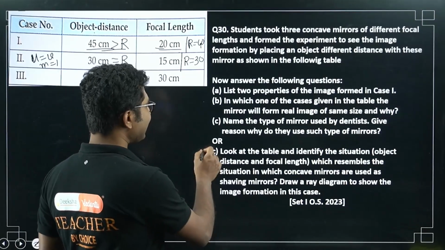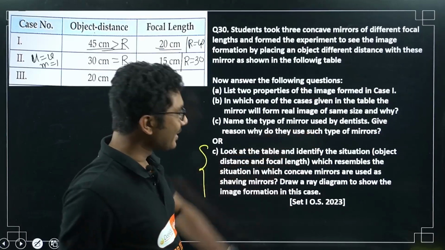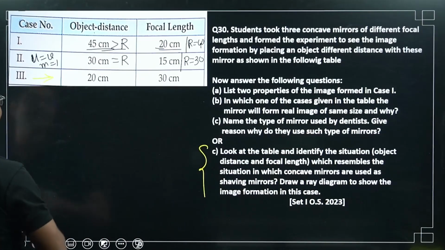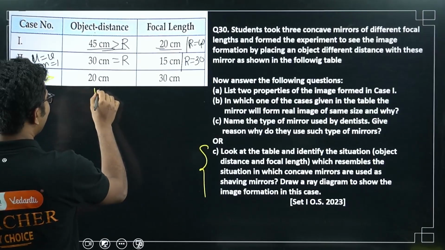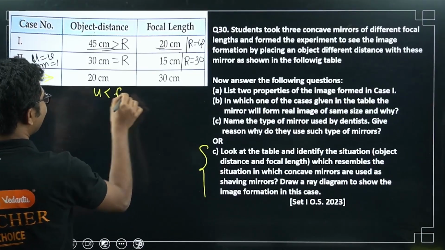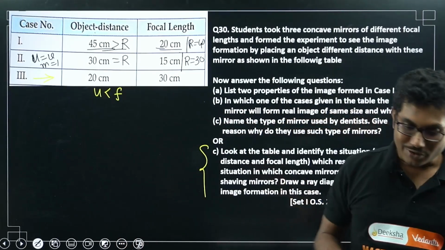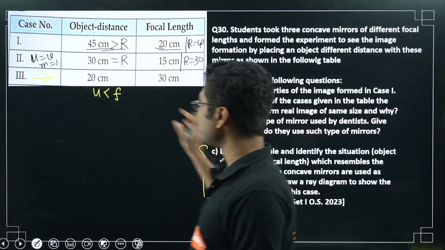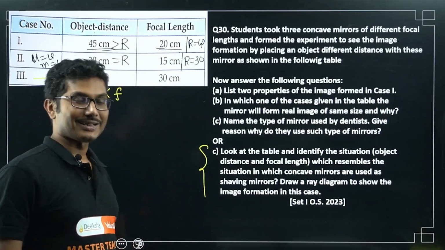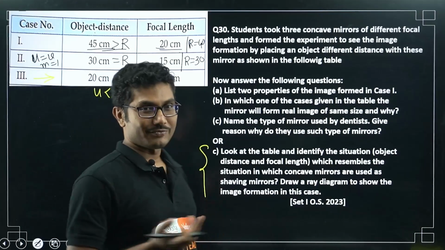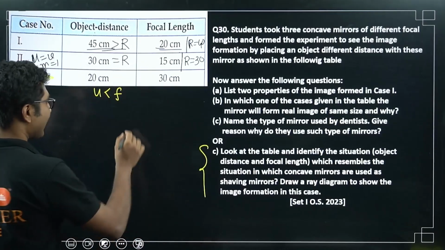Question C is slightly more difficult than this. Basically they ask you to identify option C as the shaving mirror, because in this case u is less than the focal length. So u less than focal length means it will produce a virtual, enlarged image. That is basically the reason why dentists use concave mirrors. And they also asked you to draw the ray diagram for that.